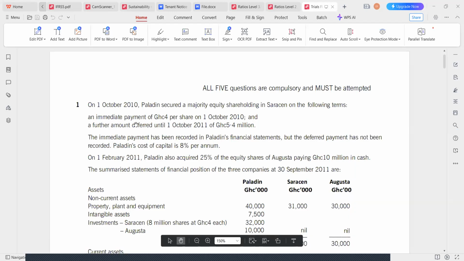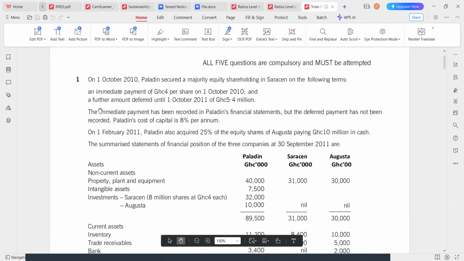All right, so here, they only said that Paladin secured a majority shareholding. As to the percentage Paladin acquired, the examiner did not make it known to us. So we have to hunt for it. What is the percentage holding? They only told us the consideration Paladin paid. The immediate payment has been recorded in Paladin's financial statement, but the deferred payment has not been recorded. The cost of capital is 8%.